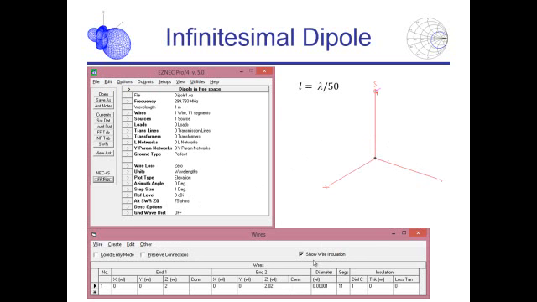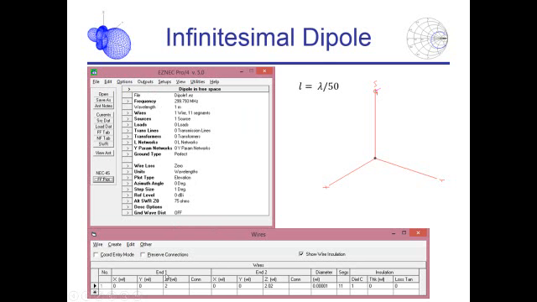Just a simple geometry to demonstrate some of the concepts. We'll consider an infinitesimal dipole, with the length of the dipole being lambda divided by 50. So that's the length of our dipole to be considered an infinitesimal dipole. If you're familiar with EZNEC, the main thing I wanted to mention here is that the geometry will be described by the wires on the design.